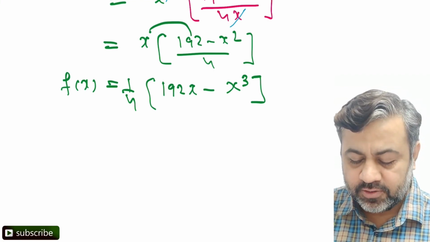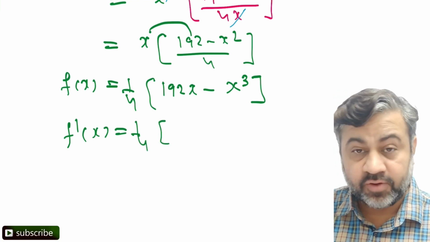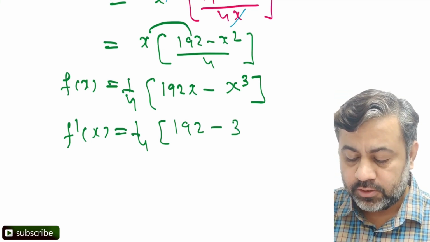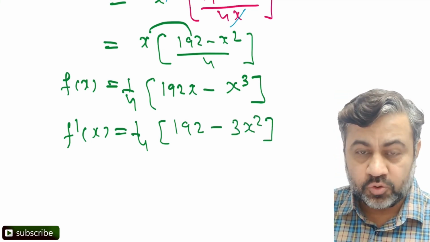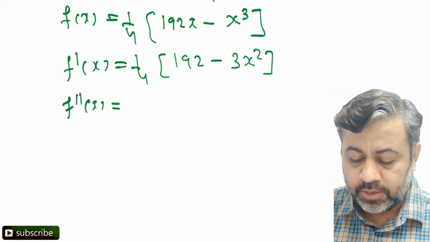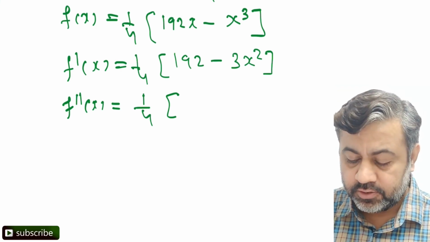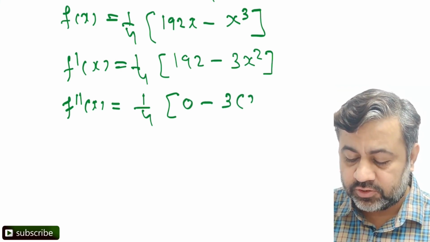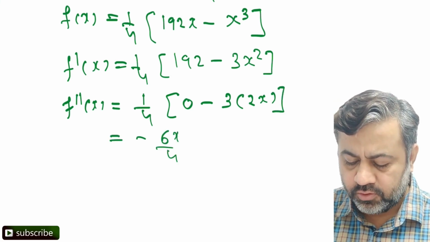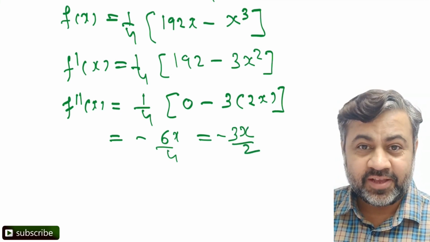Step number 1, f dash x ढूंढ लेते हैं. Keep 1 by 4 constant as it is. Derivative of 192x will be 192. Derivative x is 1. Derivative x cube will be 3x square. Step number 2 हो गया. Step number 3 पे जाते हैं, और एक बार derivative लेना पड़ेगा, f double dash of x. Keeping 1 by 4 constant as it is. Derivative of 192 now will be 0. Constant है, right? 0 minus 3 derivative x square is 2x. So finally what we get is, we get minus 6x by 4, which if you want you can write minus 3x by 2. So मुझे f double dash x भी मिल गया.